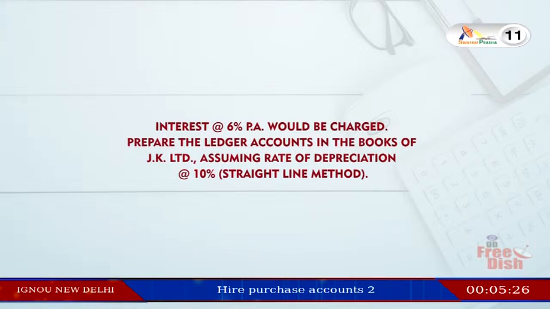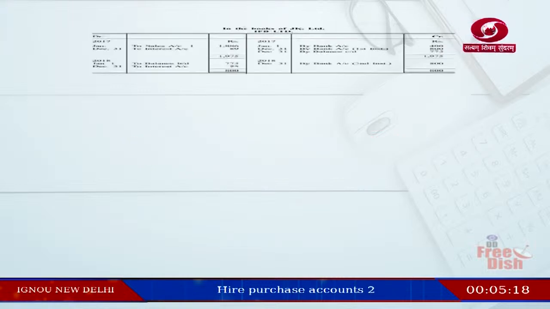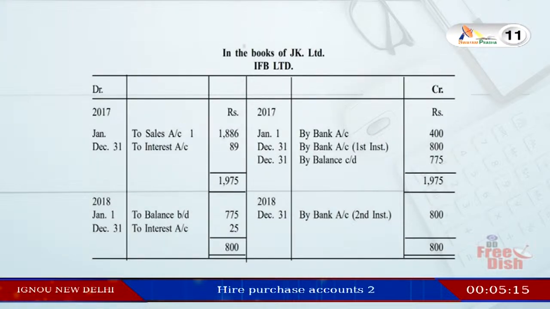It means we have to prepare the ledger account in the books of the hire vendor, assuming the rate of depreciation at the rate of 10% based on the straight line method. So in the books of JK Limited, IFB Limited, IFB is the hire purchaser and JK Limited is the hire vendor. So we have to prepare the ledger account in the books of hire vendor. It's very simple. Let's see how to prepare.